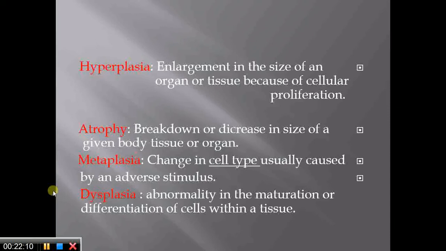Atrophy, breakdown or decrease in size of a given body tissue or organ. Metaplasia, change in cell type usually caused by an adverse stimulus. Dysplasia, abnormality in the maturation or differentiation of cells within a tissue.